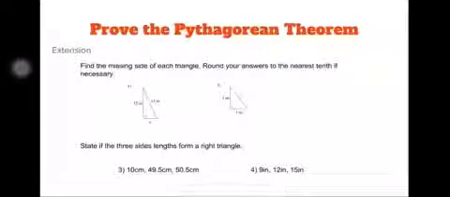Extension. For the first two problems, find the missing side of each triangle. Round your answers to the nearest tenth if necessary. For problems 3 and 4, state if the three side lengths form a right triangle.